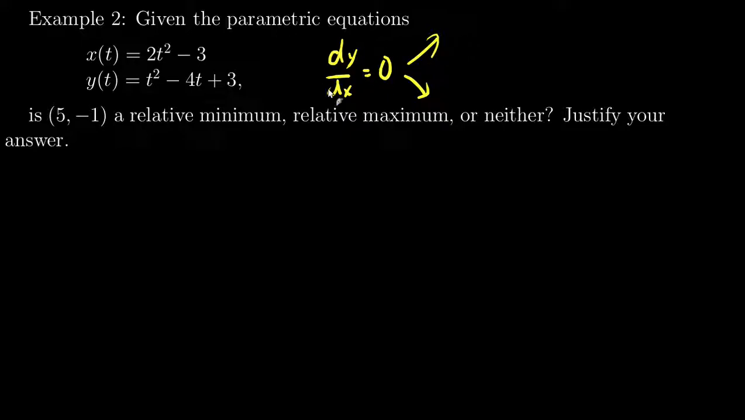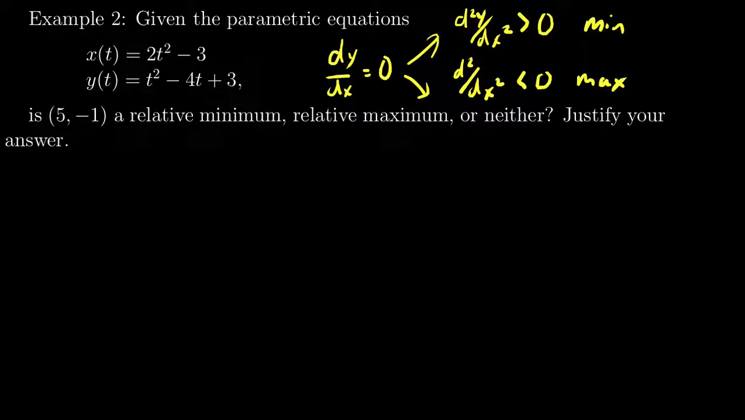And if dy/dx is 0, and the second derivative is greater than 0, meaning concave up, we'll get a minimum. If the second derivative is less than 0, meaning concave down, I'll get a maximum. So let's go through the process.